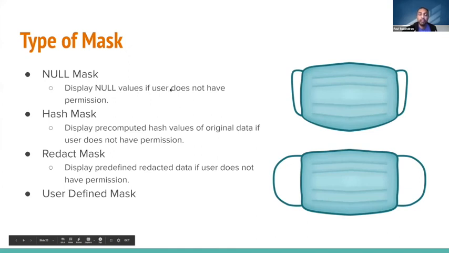Okay, so I'll go over the different types of masks and what they generally do, and then we'll dive into the pros and cons of each type of mask. Here are some of the masks that we're supporting right now. First we have the null mask, which displays null values if a user doesn't have permission to a column. We have the hash mask, which can display pre-computed hash values. We have the redact mask, which can display predefined redacted data if the user doesn't have access. And then finally, we have the user-defined mask, which allows table owners to define custom masks on their data.